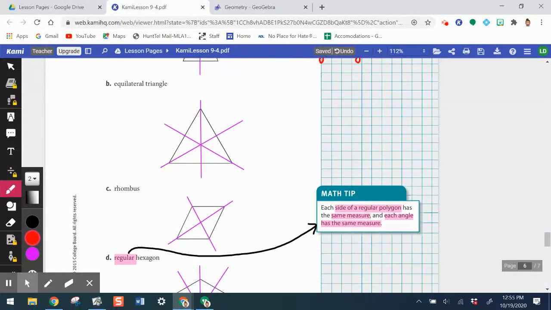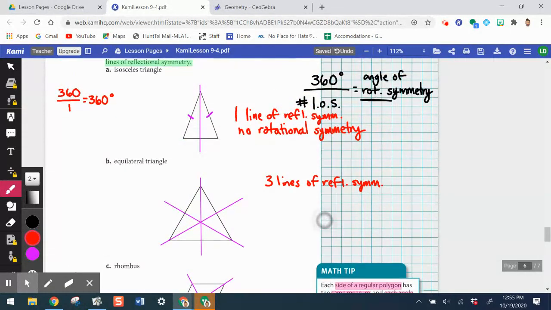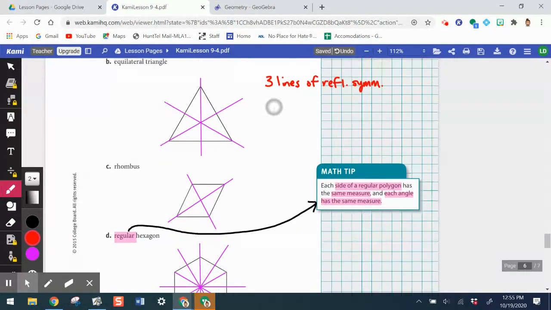Item B is an equilateral triangle. We studied that back in lesson 9-3. So it has 3 lines of reflectional symmetry. So let's see if it has rotational symmetry. Well, hopefully you can suggest that if you turn this triangle around this center point where all 3 of those lines of reflection intersect, of course it would have rotational symmetry. But then to find the angle of rotational symmetry, we're going to use this formula idea here.